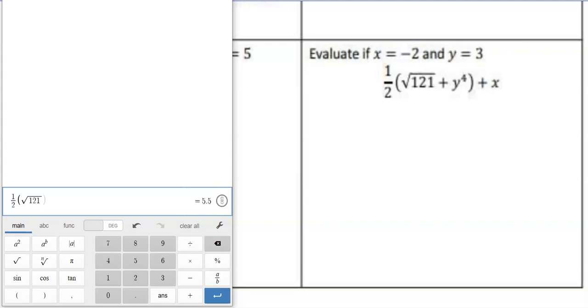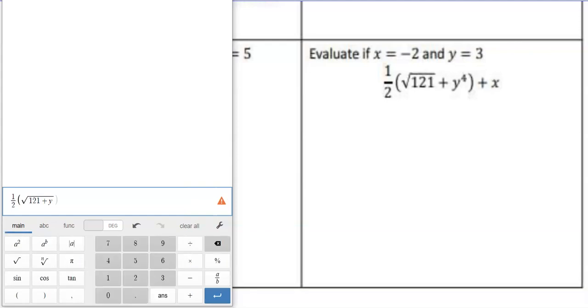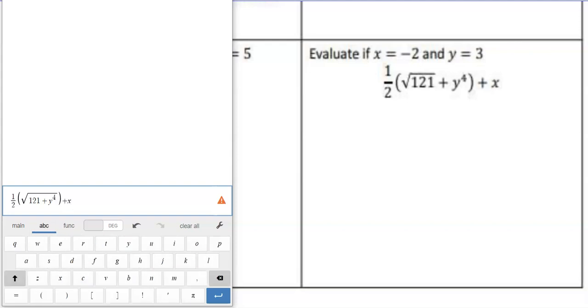121 plus y, and then to the 4th power. So I'm going to go back to my main, the a to the b right there, and that's going to raise it to the 4th. I'm going to get outside my parentheses, plus x. And again, it's telling you here, you don't know what y or x is, so it's not going to allow you to solve it quite yet.